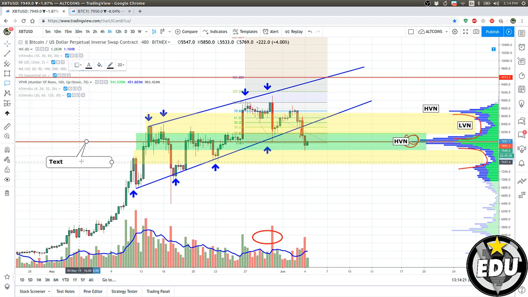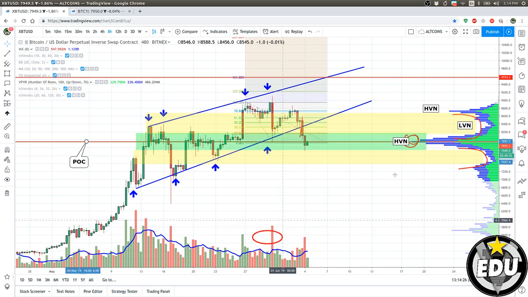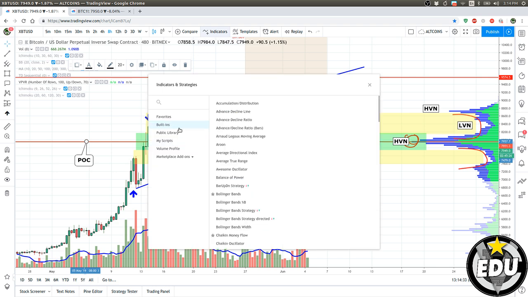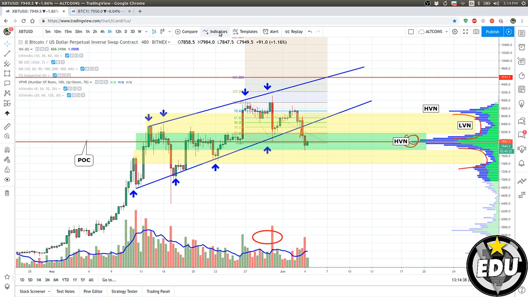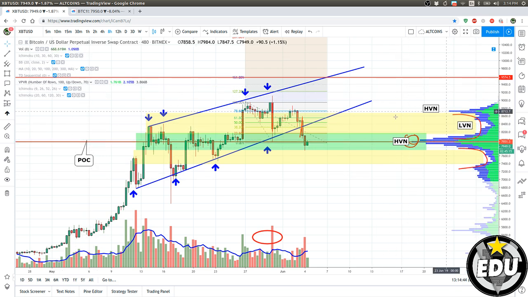The POC is called point of control, and it is actually the highest HVN of the VPVR indicator. I'm not sure if everybody can use this indicator. I think it's a premium feature of TradingView. Anyways, if you have the premium feature, this is important to say, because of the visible range, whatever you guys can see here, that's what VPVR means, volume profile visible range.